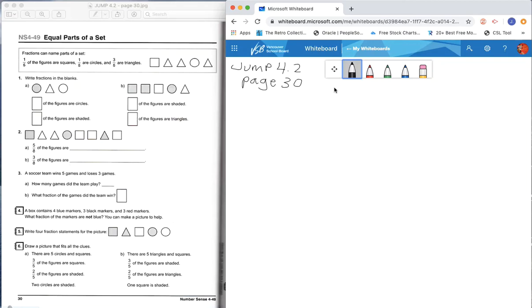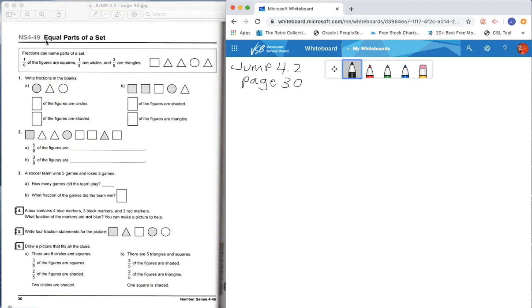Today, you just have one page of math homework. Probably one of the easiest days you'll have for math. Well, I guess Tuesdays and Thursdays you don't get math, so those are probably your easiest days. Anyways, today is just one page, Jump 4.2, page 30.